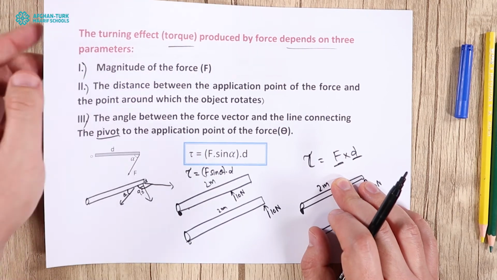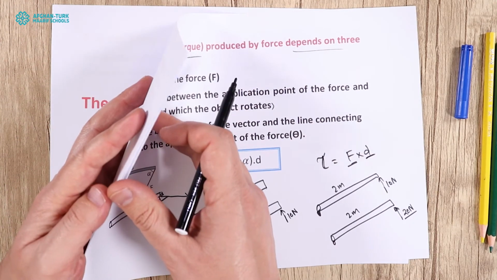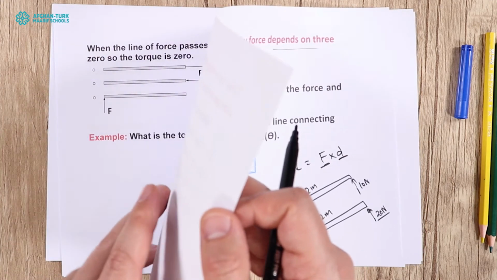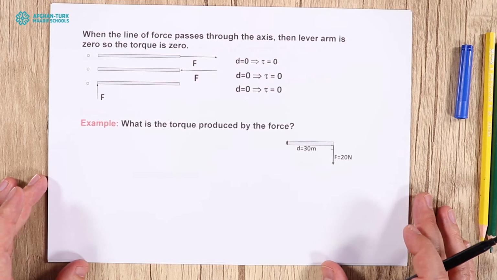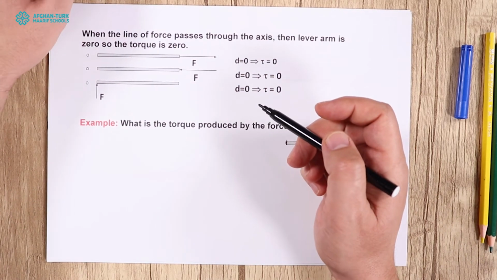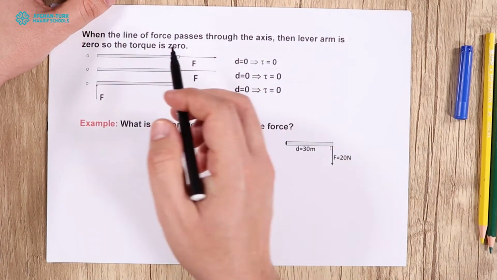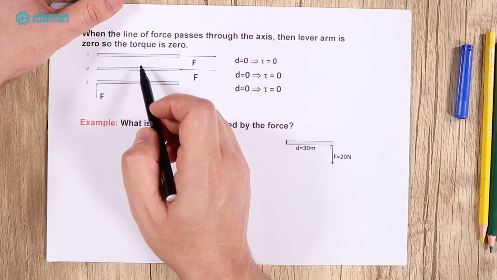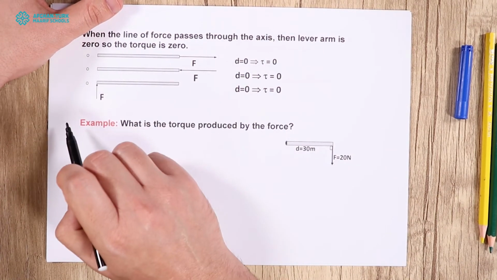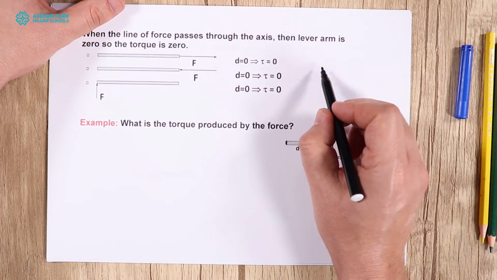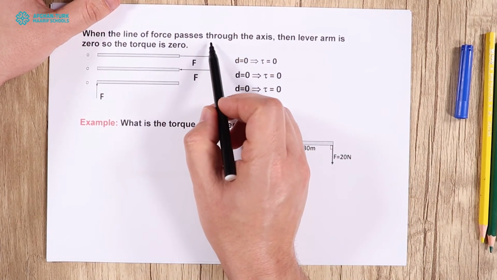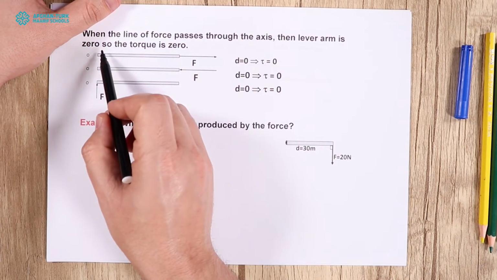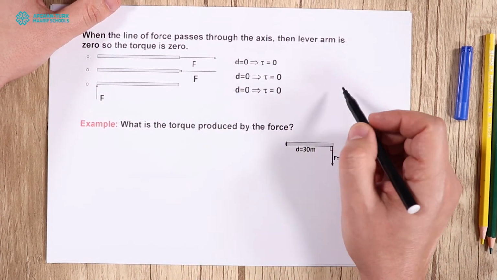Okay, let's move to the next page. We will study more about the torque. In the last page we studied the increase or decrease of the torque. In this case we are going to study under what cases the torque will be zero. Look at the first one. When the line of force passes through the axis, the lever arm is zero, so the torque is zero.